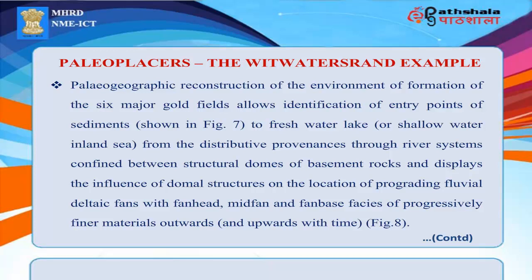Paleogeographic reconstruction of the environment of formation of the 6 major gold fields allows identification of entry points of sediments, as shown in figure 7, to a freshwater lake or shallow water inland sea from the distributive provenances through river systems confined between structural domes of basement rocks. It displays the influence of domal structures on the location of prograding fluvial deltaic fans with fan head, mid fan and fan base of progressively finer materials outwards, as shown in figure 8.